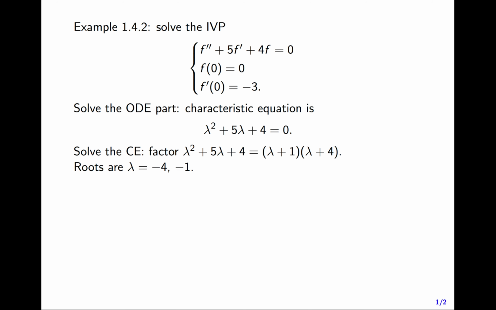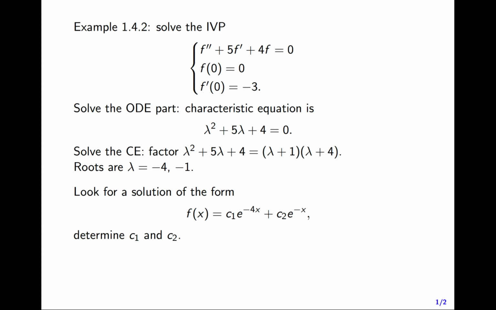These are two distinct roots, so I'm going to look for a solution in the form f of x equals c1 times e to the minus 4x plus c2 times e to the minus x, where I will determine c1 and c2. As an aside, I promise that whenever you do these problems for homework or on exams, either the characteristic equation will be very easy to factor, or if it's not easy to factor, just go right into the quadratic formula and grind that away, and the arithmetic will be easy.